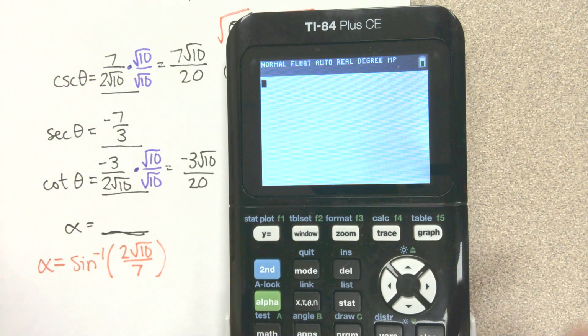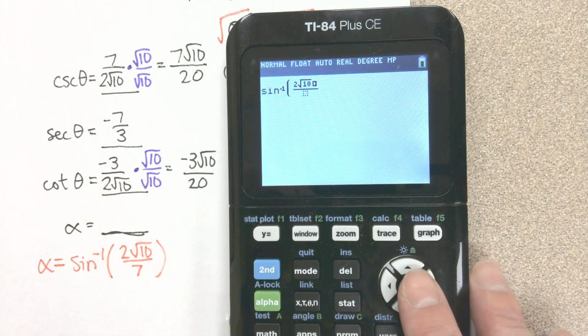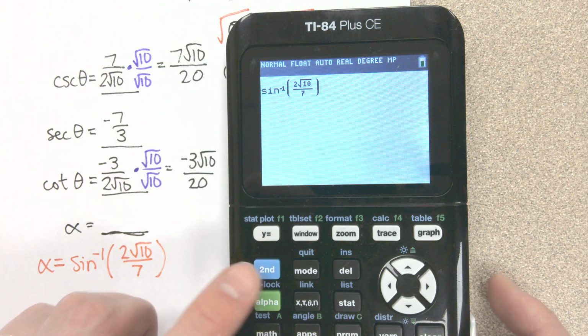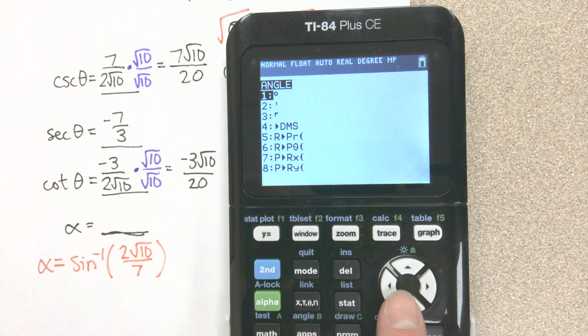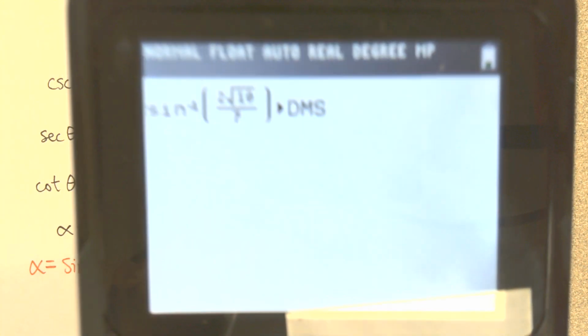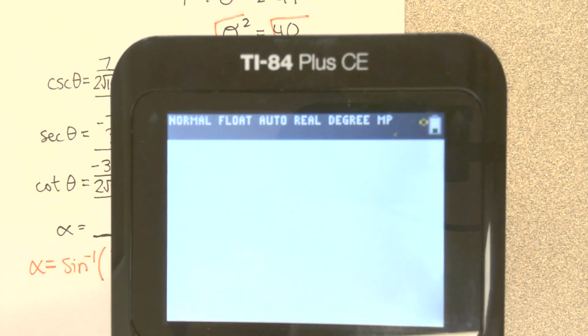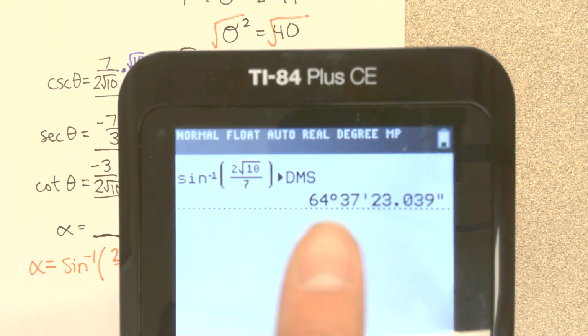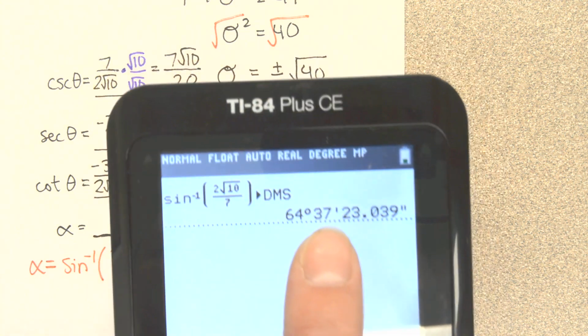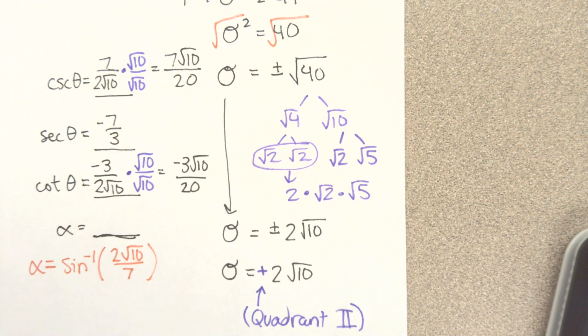So I'm going to type exactly that into my calculator. Inverse sine 2 square root of 10 over 7. And reminder, we give these answers in degrees, minutes, seconds. So I'll go ahead and attach the converter at the end of that. That's under second apps, 4th option down to get the DMS. If you remember to put it at the end of your calculation, it'll save you a step. We round to the minute, 64 degrees, 37 minutes, 23 seconds. So this will not round up. 64 degrees, 37 minutes.